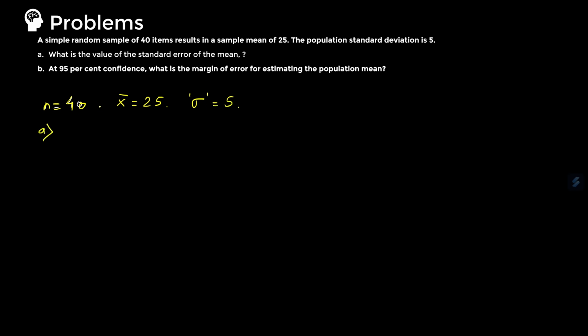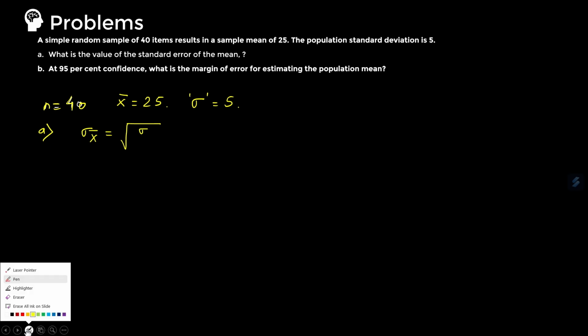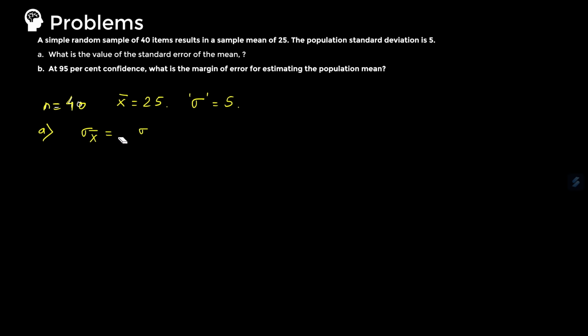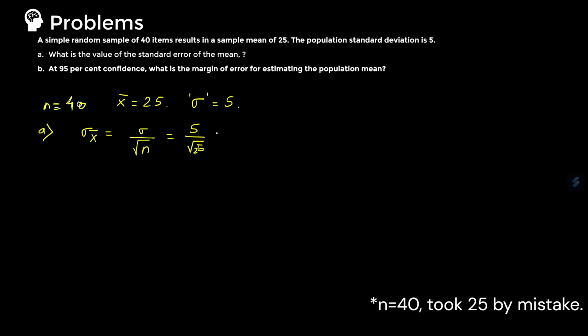So let's solve case A. What is the value of the standard error of the mean? We know that the standard error of the mean is sigma x bar. The formula to calculate the standard error of the mean is sigma divided by the square root of n, which is 5 divided by root 25. So this is going to be 1.